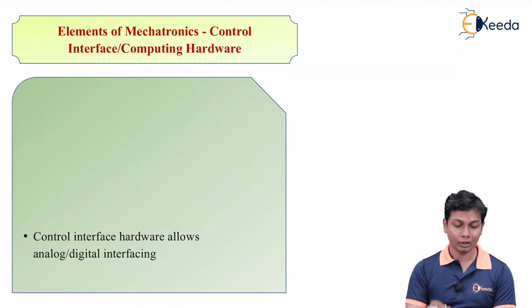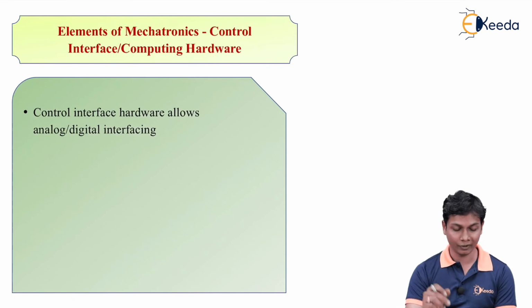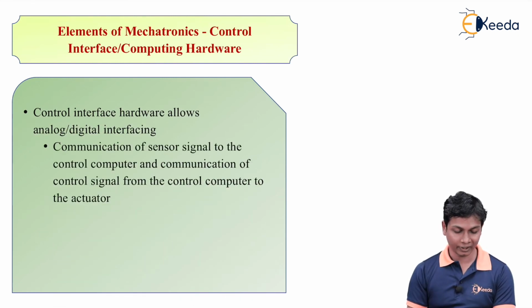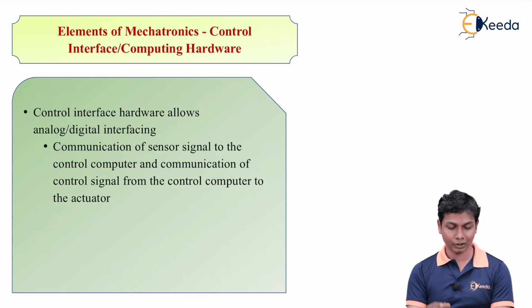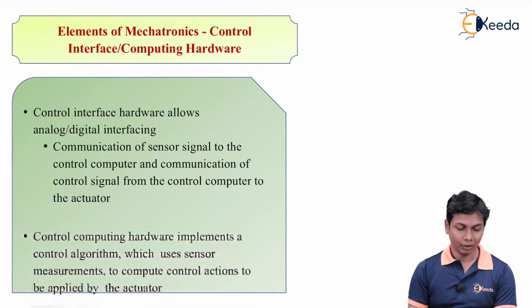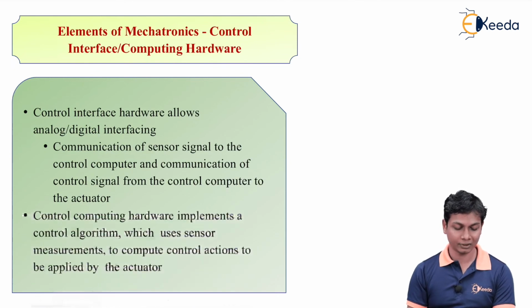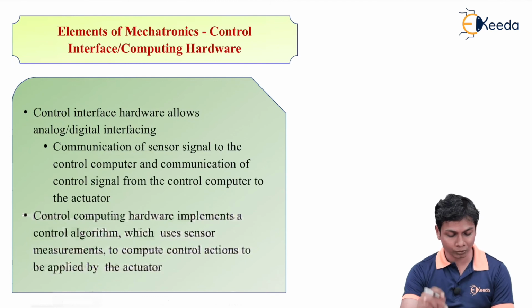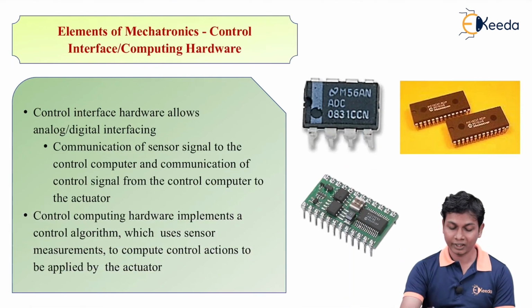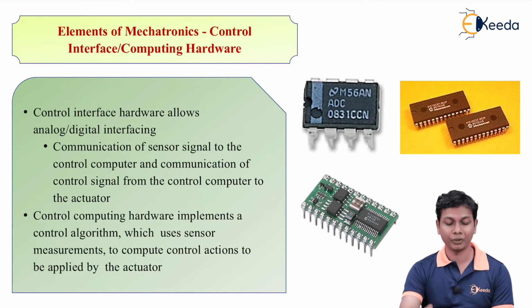Again, the control interface and computing hardware part, where control interface and hardware allow digital and analog interfacing, where communication of sensor signal to the control computer and communication of control signal from the control computer to the actuator happen. Control computing hardware implements a control algorithm which uses sensor measurements to compute control actions to be applied by the actuators. Here again are examples of computer hardware.